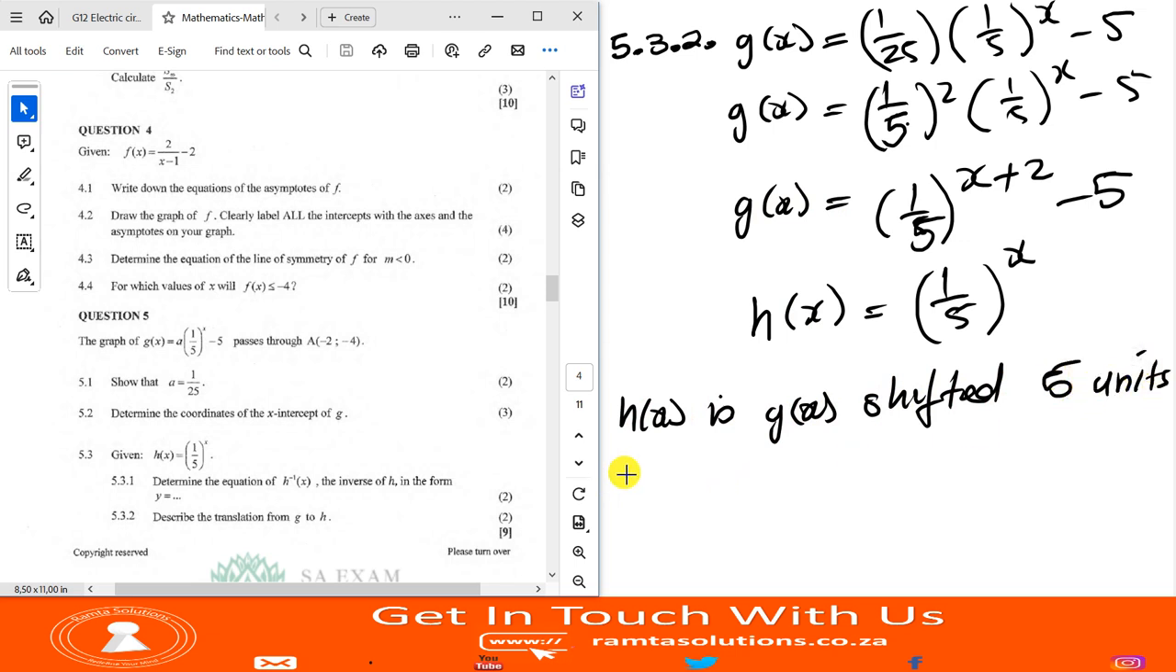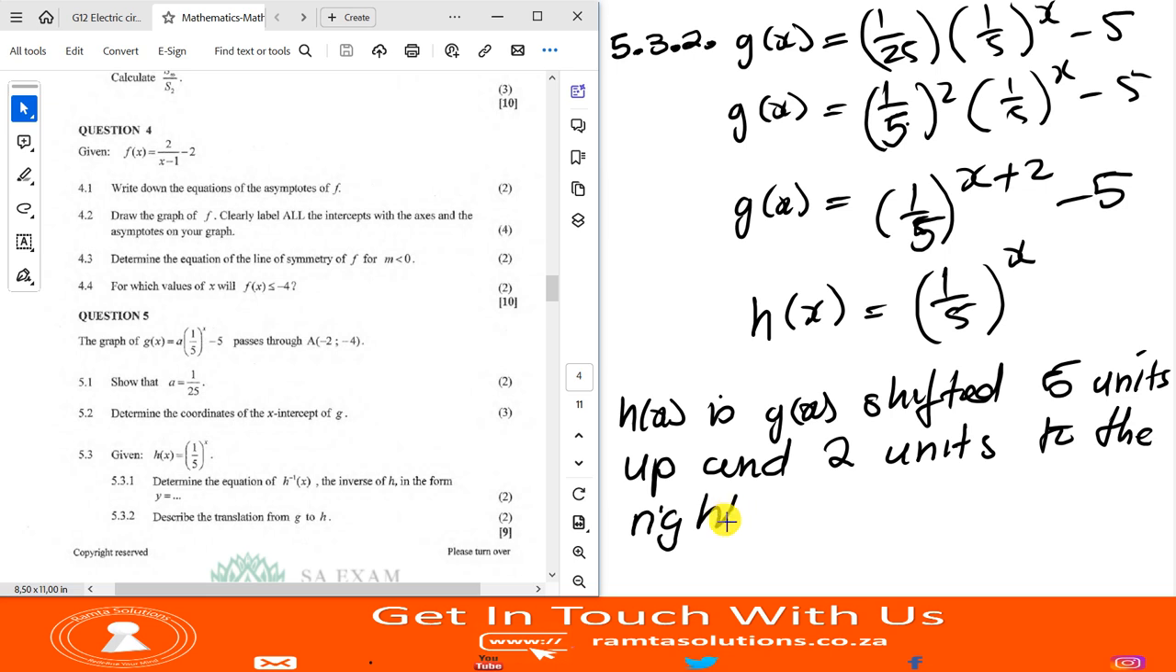Okay, 5 units up and 2 units to the right. Okay, 2 units to the right. Remember, when you look at this one here, it has been shifted 2 units to the left.